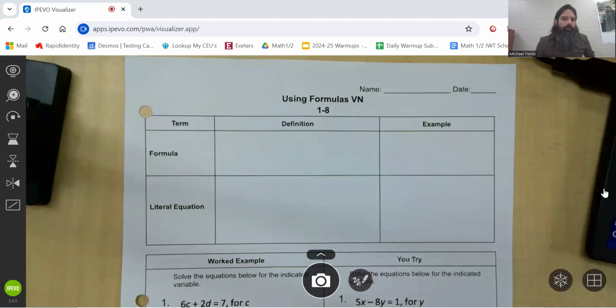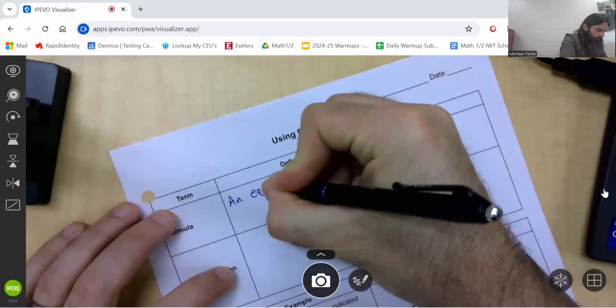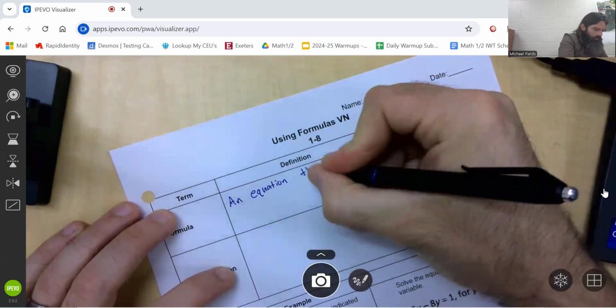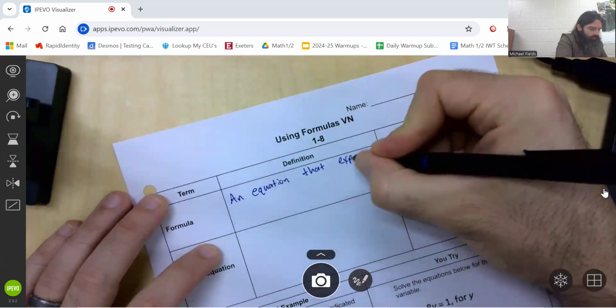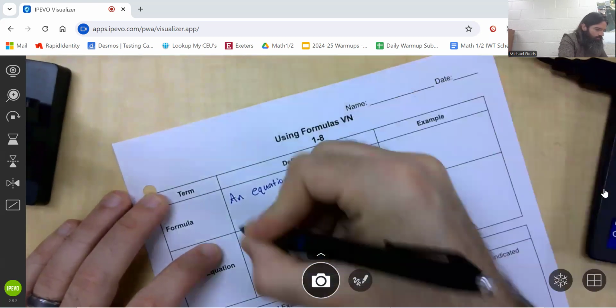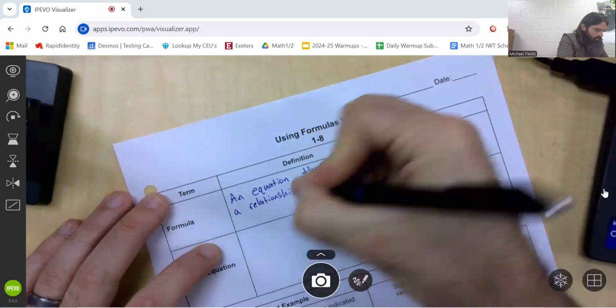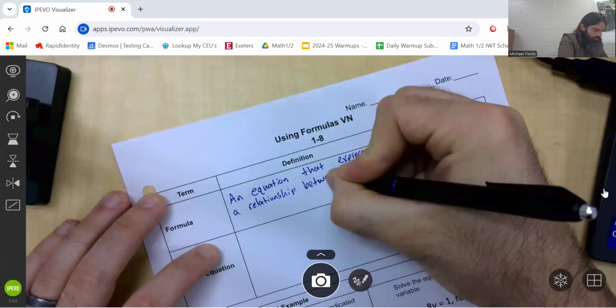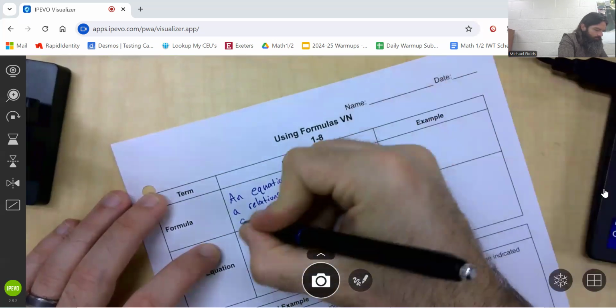All right, today, y'all, we are going to be learning about using formulas and solving literal equations. So a formula is an equation that expresses a relationship between different quantities.